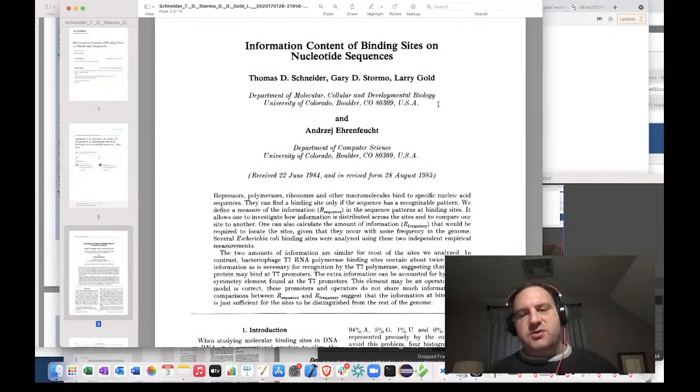All right. For this rough cut, I wanted to do a little bit on information theory in the genome. This work by Thomas Schneider is super interesting, and it basically applies information theory to binding sites.